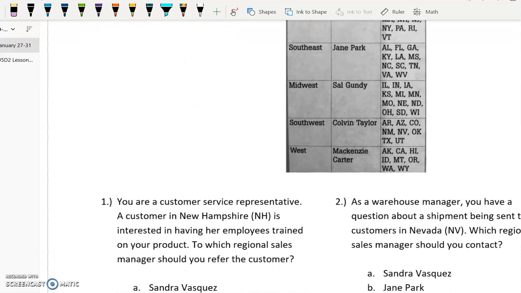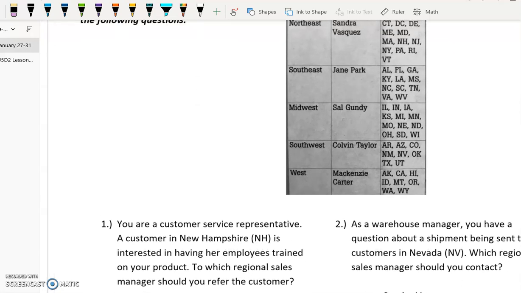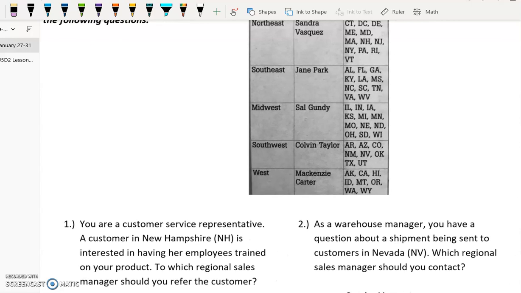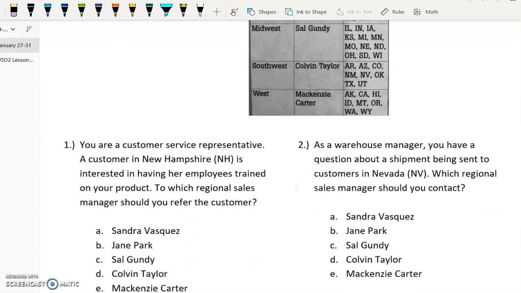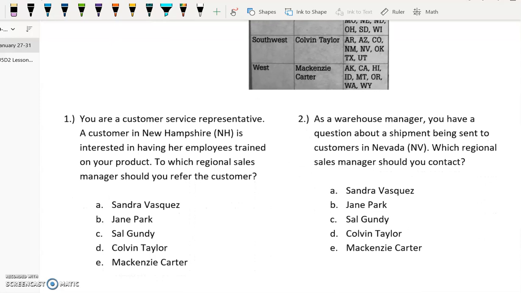Okay, so we're going to move on to this next page here, and if you want to pause the video and try these examples by yourself, you are more than welcome to, but I'm going to go ahead and roll right into starting to solve these and think through these. So reading problem number 1, it says, you are a customer service representative.